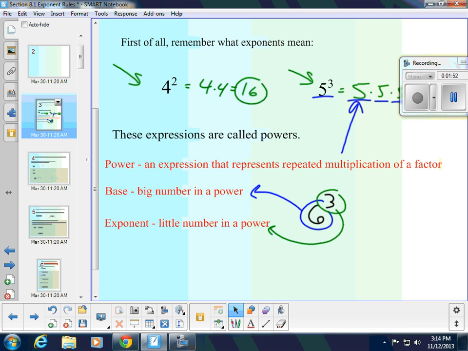Sometimes we'll just have to evaluate that. Sometimes we can write it as a product, which is what it means. Well, 6 times 6 times 6. We'll just look at the directions and at what they're asking us to do, and see if there are problems like that.